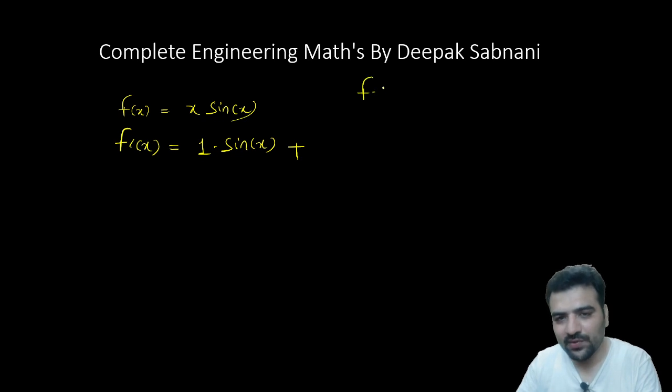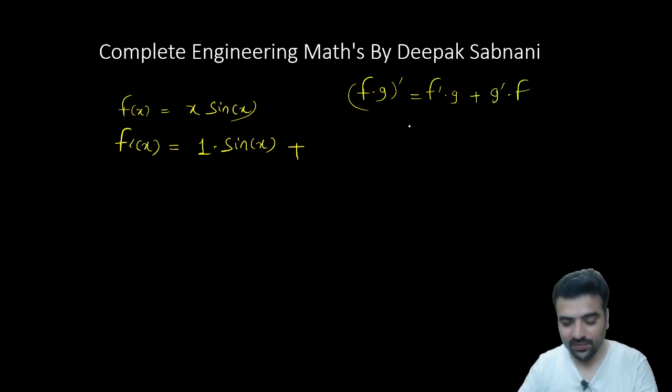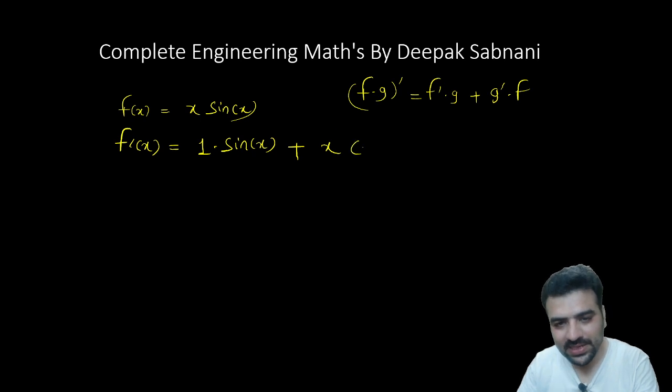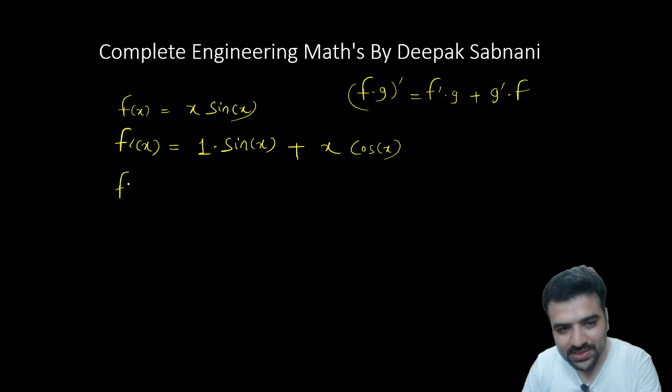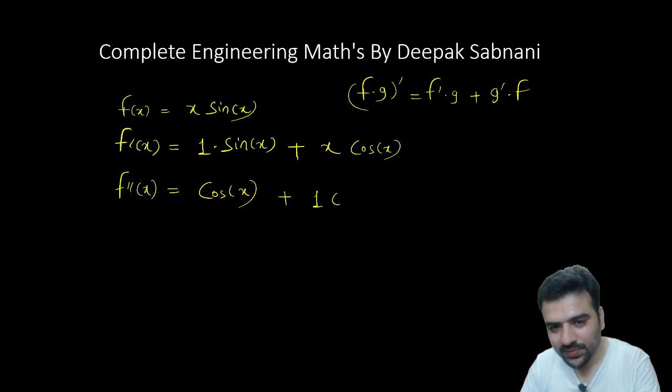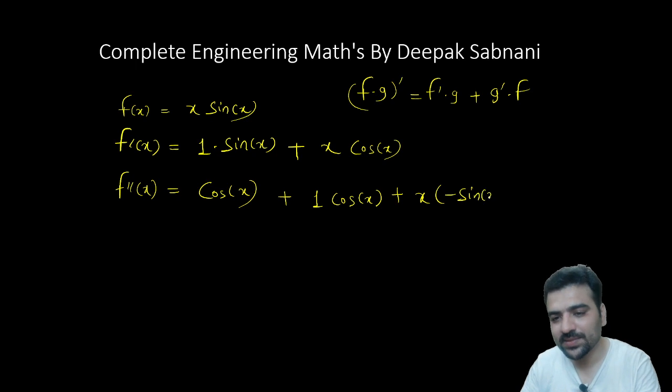if you have to differentiate f into g, first differentiate f, keep g constant, then differentiate g, keep f constant. So differentiating x gives 1 into sin x, plus x the same, the derivative of sin x is cos x, right? Now what is f''(x)? The differentiation of sin x is cos x, and again u into v, so differentiation of x is 1, that is 1 cos x, plus x same, differentiation of cos x is minus sin x.